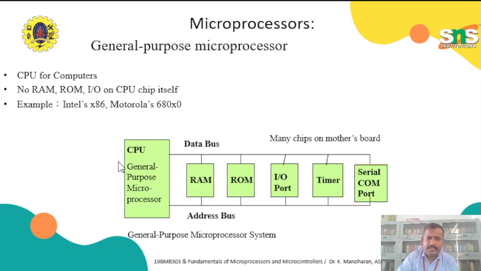Examples for a microprocessor are the Intel 8086 microprocessor and the Motorola 680XL, all versions. These are some of the examples for the microprocessor. Internally, no memories, IO ports or timer will be available. Everything we need to interface externally.